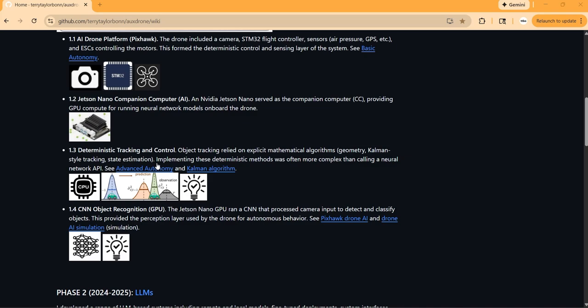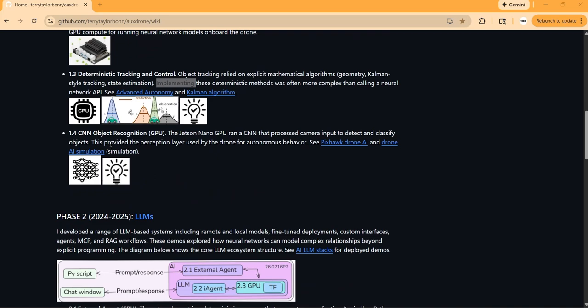And then object tracking. This used deterministic math, geometry, and Kalman-style estimation. The neural network handled the object recognition from the camera. This last part here.